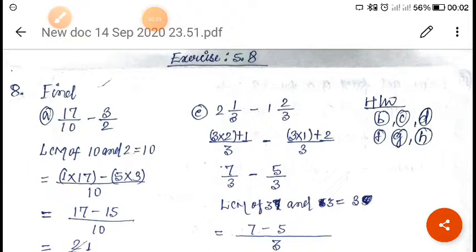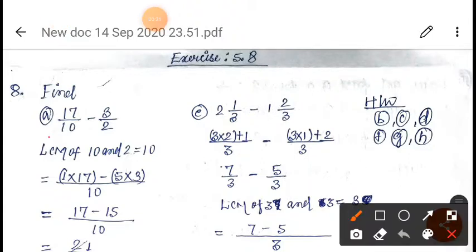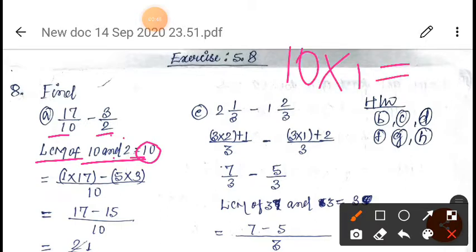First of all, you can see the denominators are different, right? Since the denominators are different, we will find the LCM. When you find the LCM, you will get 10 as the LCM, right? So 10 into 1 is 10, right? And 2 into 5 is 10, right?